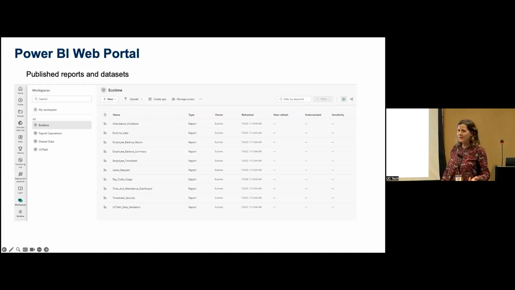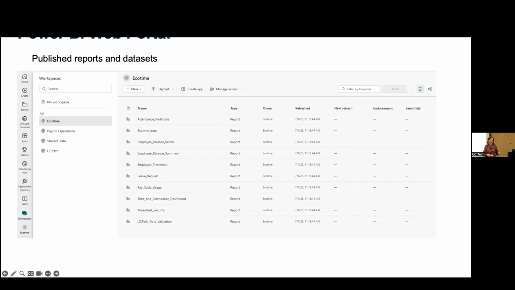So anybody in our organization, just because Power BI Pro is bundled with the Office 365 license, already has a license. If you go to powerbi.com, you log in with your AD credentials, and with a couple of clicks you're going to land here. You're going to see all the workspaces that you have access to.